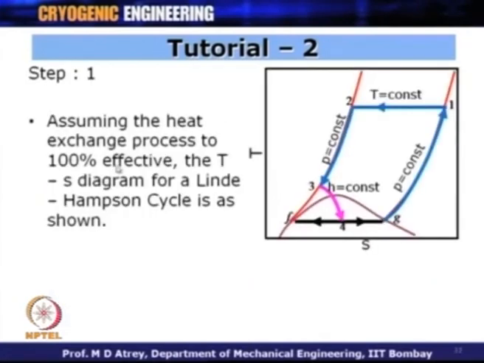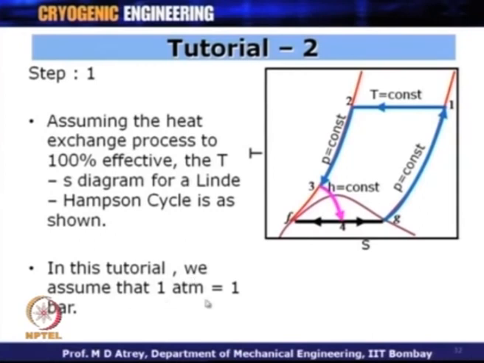So, step 1, as I said, the assumption is that the heat exchanger is effective, 100% effectiveness. The TS diagram for the Linde-Hampson cycle is as shown. What is important is, first of all, to get hold of the TS diagram of nitrogen. Again, it can be downloaded from various places. In this tutorial, we will assume 1 atmosphere is equal to 1 bar. I do not want to write every time that 1 atmosphere is 1.013 bar. We can fairly assume that 1 atmosphere is 1 bar and take the values accordingly.